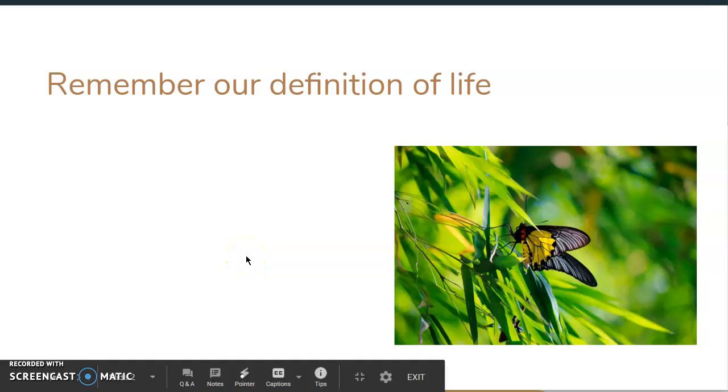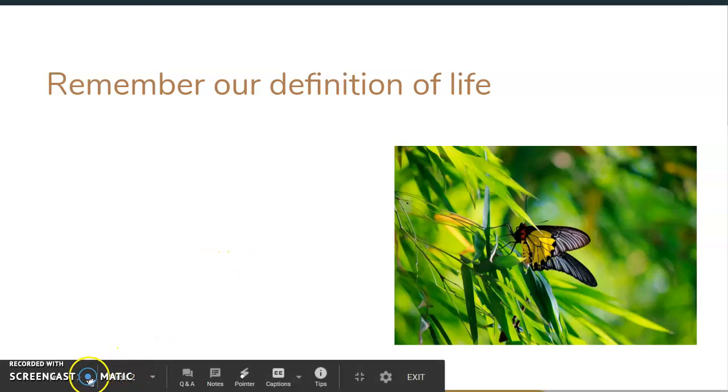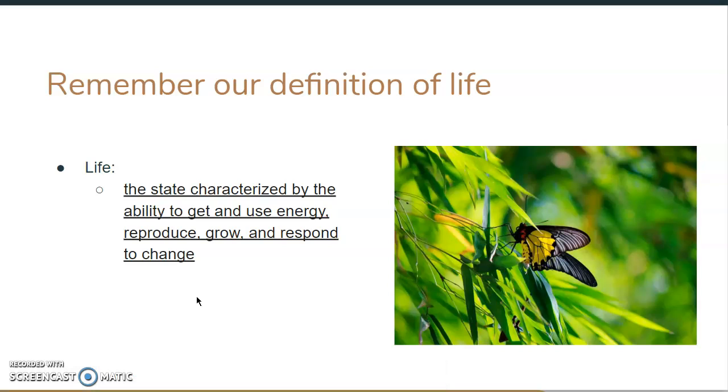So let's start by remembering our definition of life that we did earlier this week, I believe. Life is the state characterized by the ability to get and use energy, reproduce, grow, and respond to change. We talked about this earlier, but it's a state of being. You are either dead or alive. If you have the ability to get and use energy, as we do as humans, through food, or we also have the ability to reproduce, to have babies and offspring. We're able to grow, and we also can respond to change.